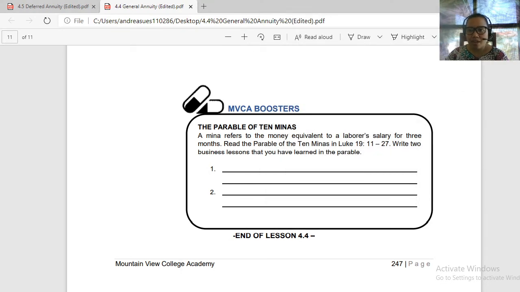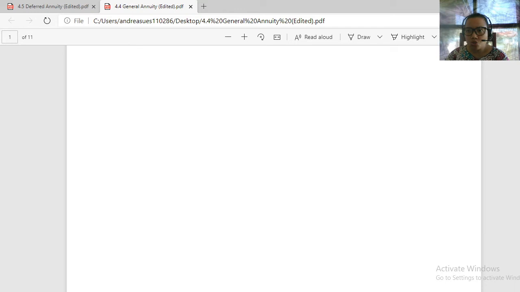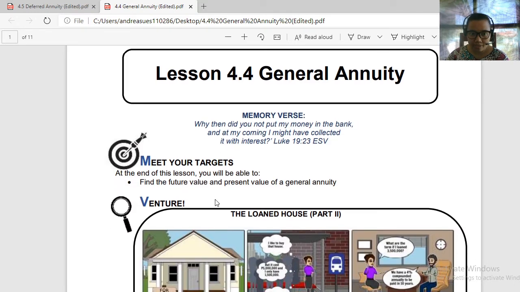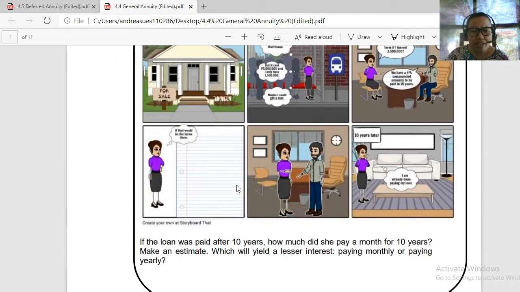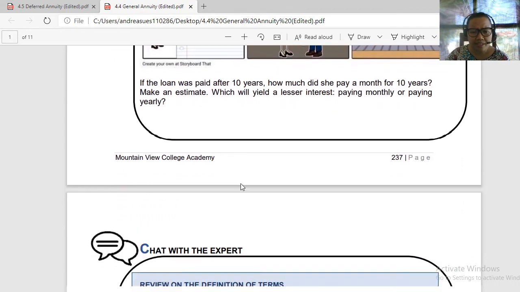Okay, so today we're going straight to our targets. At the end of this lesson, you will be able to find the future value and present value of a general annuity. So let's try to dig in.